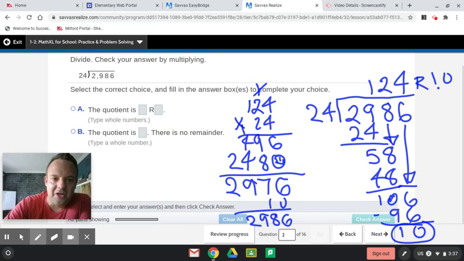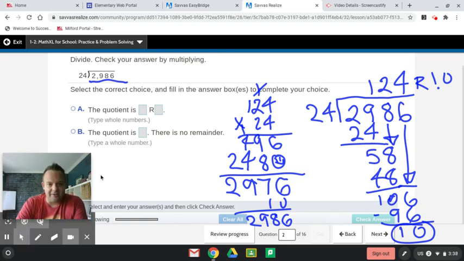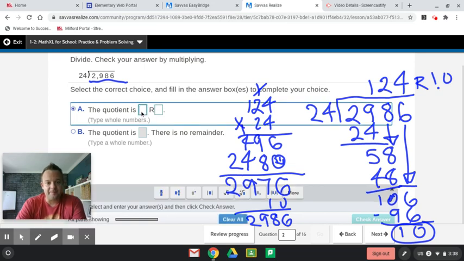2,986. And look, 2,986 matches up. So that's how you check it. You multiply your quotient times your divisor, add the remainder, and you should get your dividend, okay? So the quotient, the answer to a division problem, is 124, remainder 10.